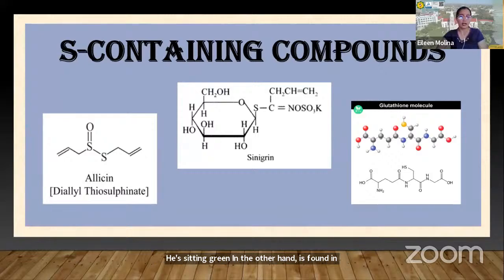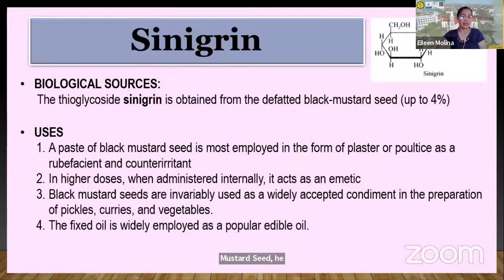Some of the studies related to these would now intensify the use of these sulfur-containing compounds when it comes to the management of non-communicable diseases. Can you go to the next slide?